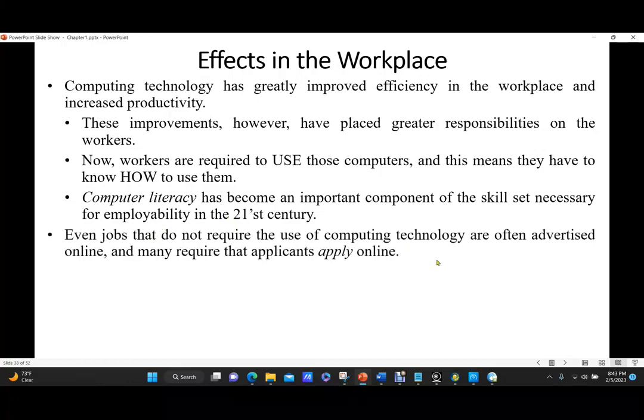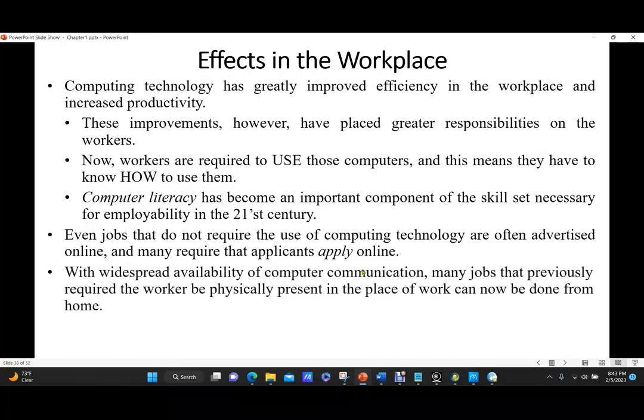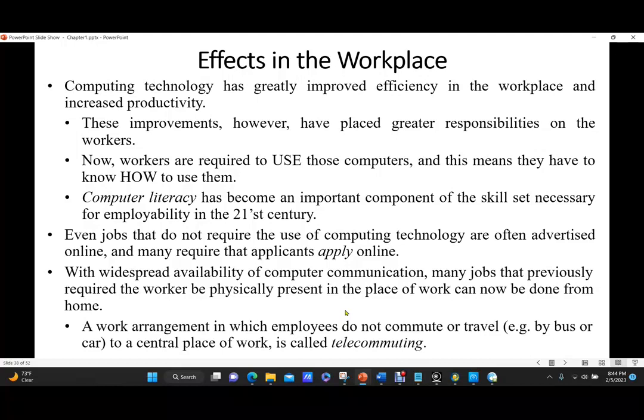Even jobs that don't require computing technology are often advertised online and require the applicants apply online. With the widespread availability of computer communications, many jobs that used to require the worker be present in the workplace can now be done from home, and the workers are frequently expected to do so at the boss's convenience. A work arrangement where employees do not commute, they do not go to a central workplace, is called telecommuting.